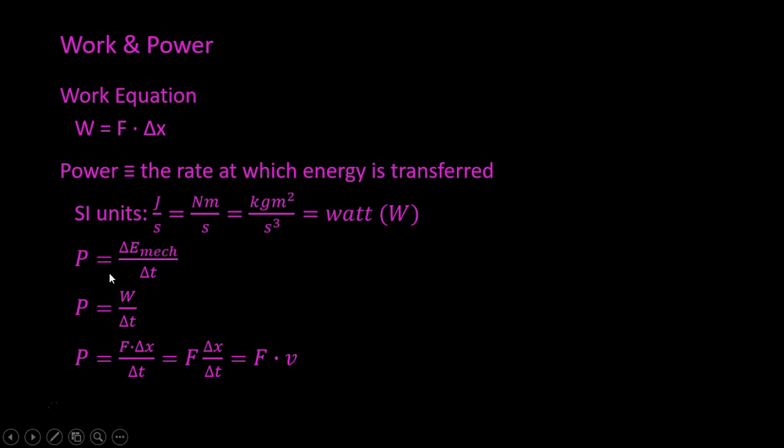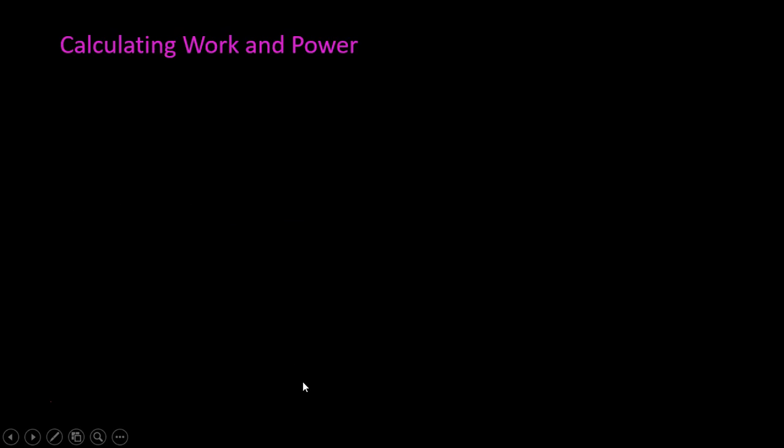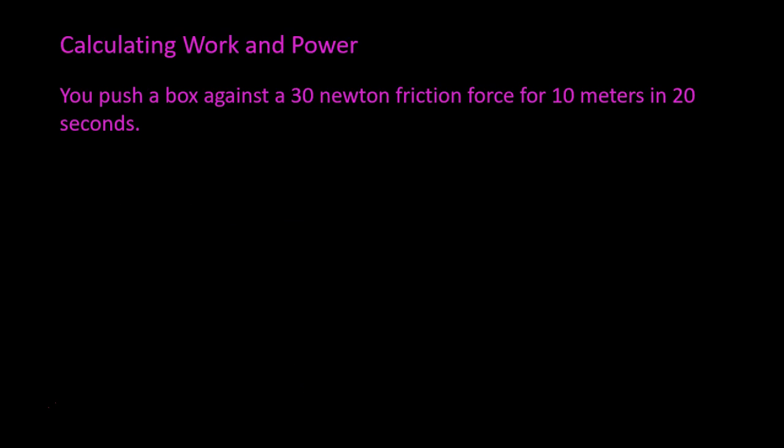So a couple ways here, or three ways to calculate power. It's the change in energy divided by the elapsed time. It's the amount of work done divided by the elapsed time, or it's the force times the velocity. Let's take a look at how we use these equations. You're pushing a box against a 30 Newton friction force for 10 meters, and you do that in 20 seconds. How much work did you do?